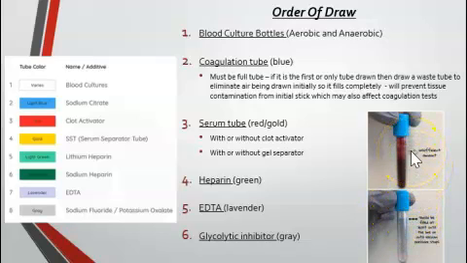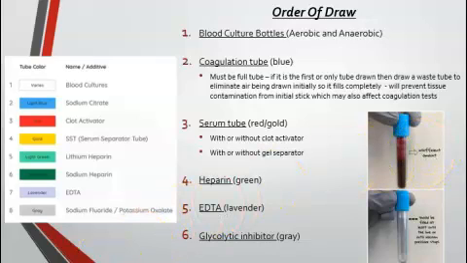In this particular image, this blue top tube is not filled up enough. You only have blood up to here, and then there's some bubbles, and the actual line is more in this area. So this tube would actually be rejected by the lab because it's not full enough. It doesn't have the correct anticoagulant to blood ratio.